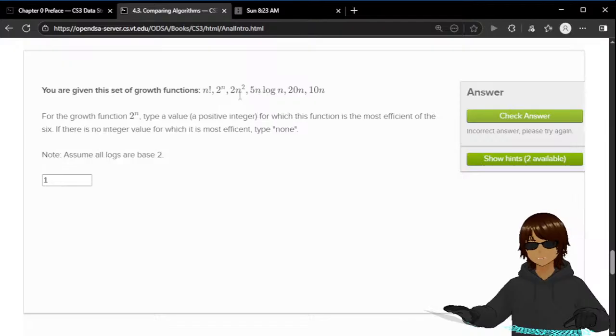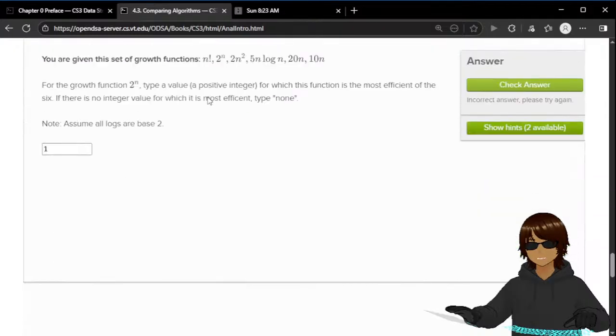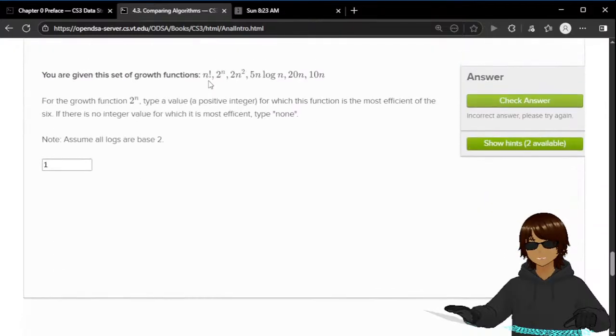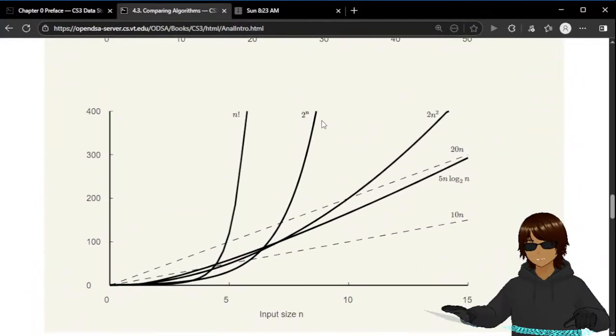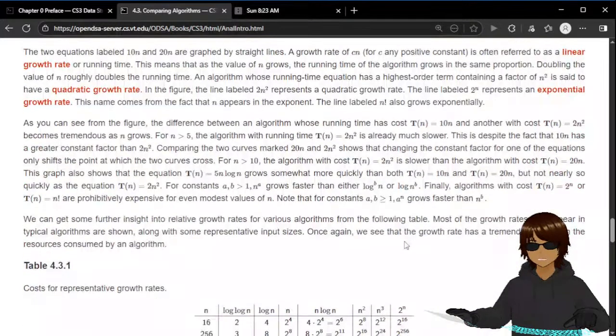Type a value for which this function is the most efficient of the six. 1, 1. If I do 2 factorial, how about, okay, let's see the graph. 2 to the power of n, when the input size is 5, we have 5 factorial, which is very large. 2 to the power of 5 is smaller. Okay, let's try 5.